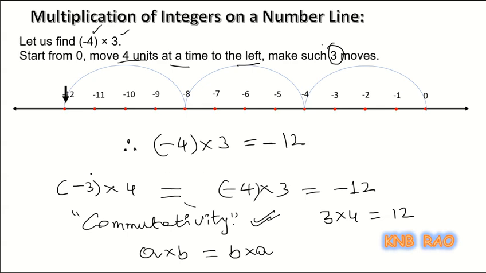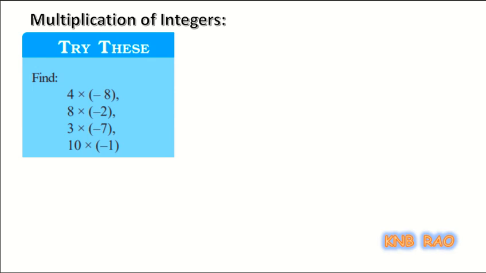Either this 3 is negative or 4 is negative. Among these two multiplicands, the result will be negative. So now in the next examples, we will not use a number line. Instead, we will multiply just considering those numbers without sign, that is, considering them as whole numbers only.